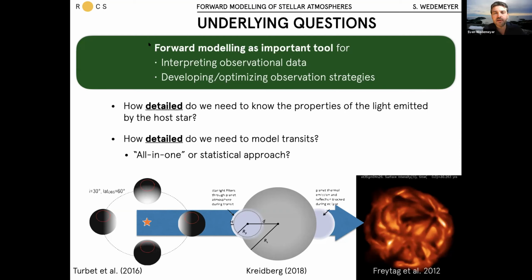And if you see this illustration here, I just grabbed this rather randomly from the literature. The level of detail with which you model the host star is very different, right? And the question is, how much do we actually have to do?